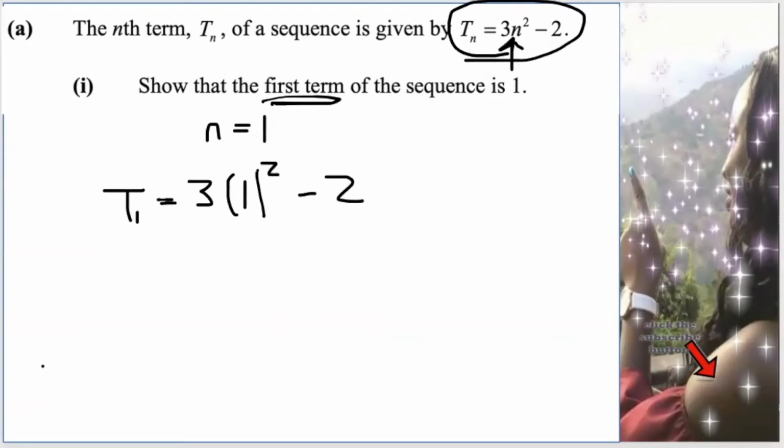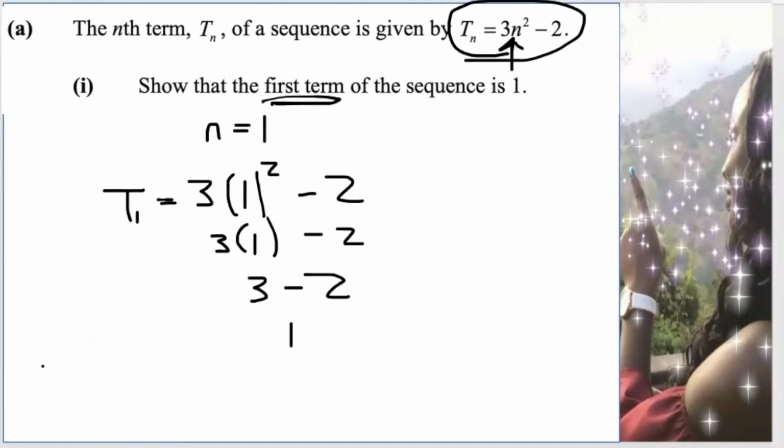1 squared is 1. So I will have 3 times 1, take away 2. 3 times 1 is 3, so I have 3 minus 2, and that gives me 1. And therefore, proven that the first term is 1.